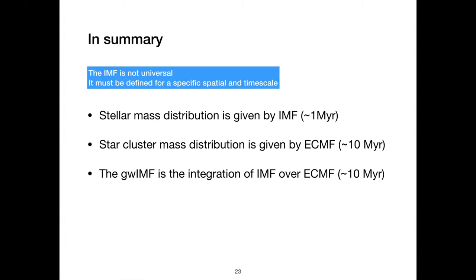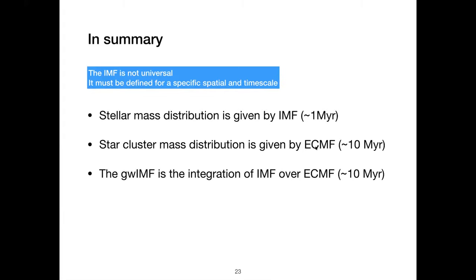So in summary, the IMF is not universal, and so it must be defined for a specific space and time scale. For the star clusters, the stellar mass distribution is given by the IMF, and a star cluster forms in a time scale of about 1 million years. And for a population of star clusters, the embedded cluster mass function is populated in about 10 million years.